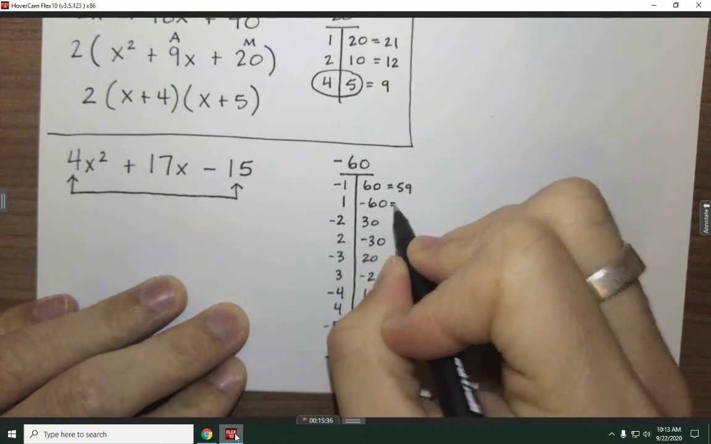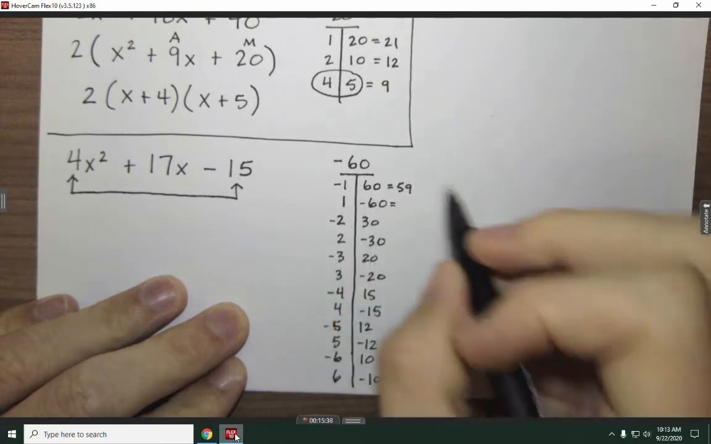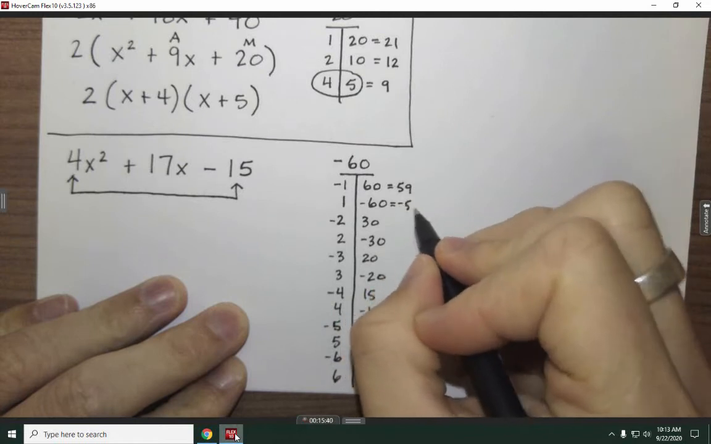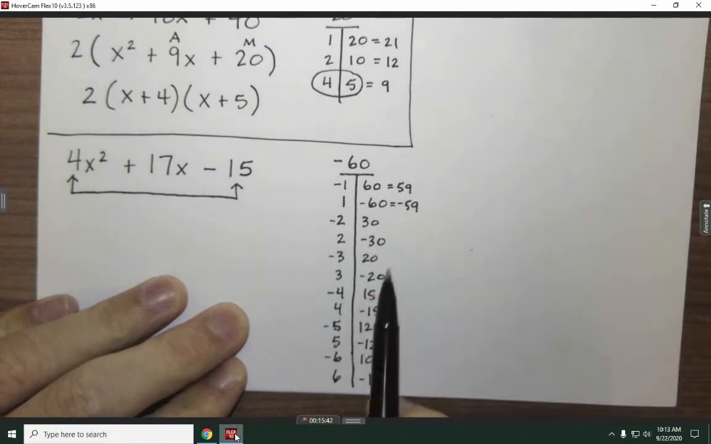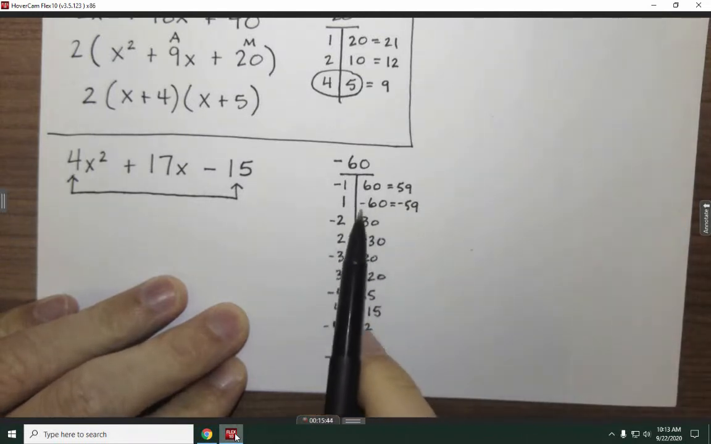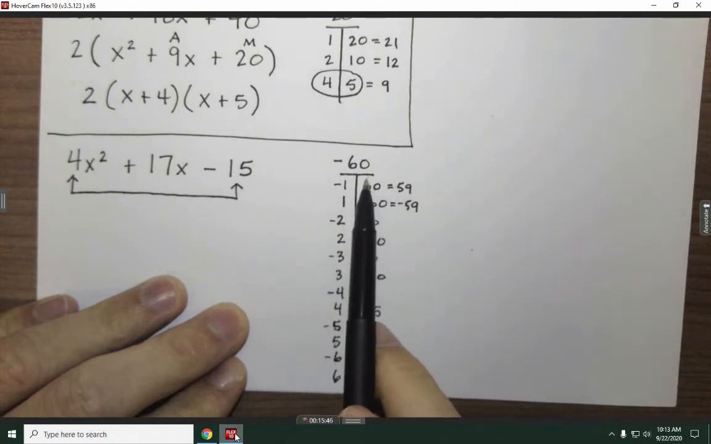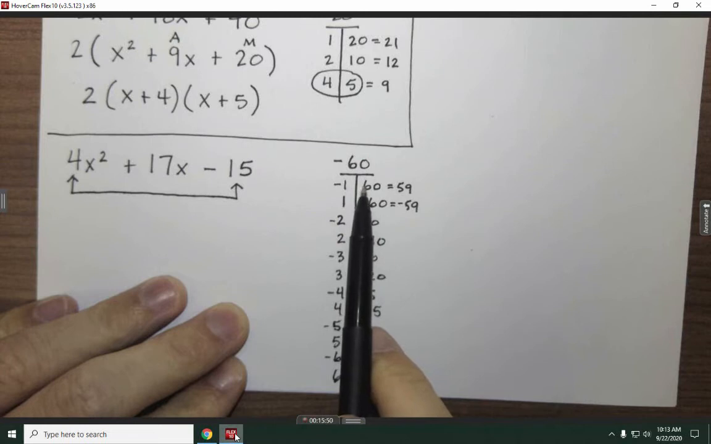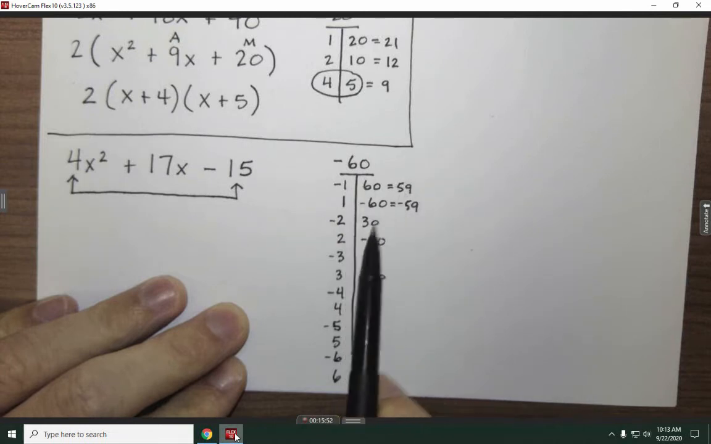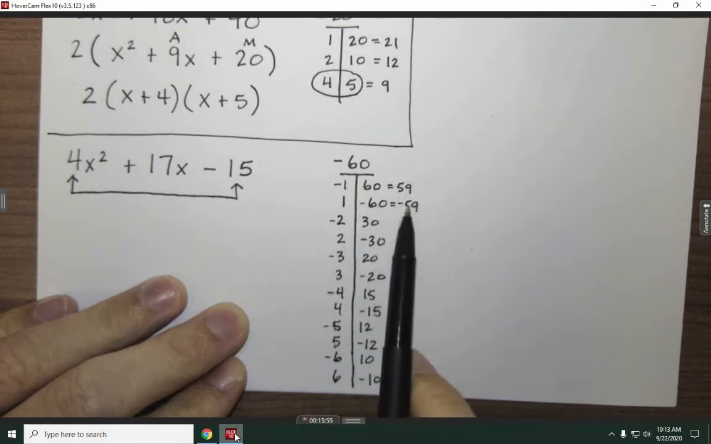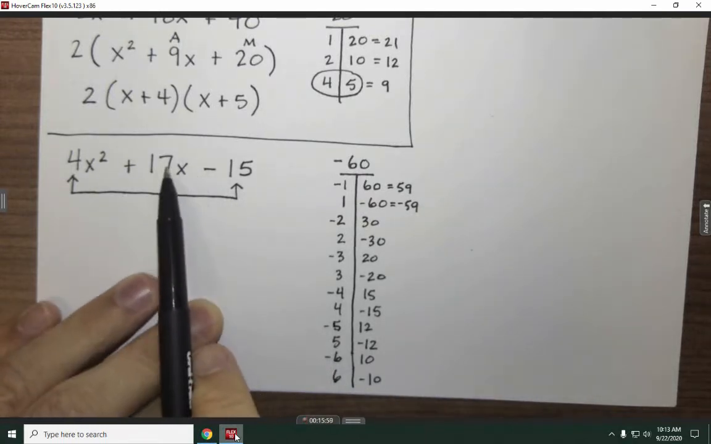And 1 plus negative 60 is negative 59. Now we're going to go down this list and find that whatever number is on this side, this is our bigger number, is going to determine if this is going to be positive or negative, right? So we can think about it in terms of this.